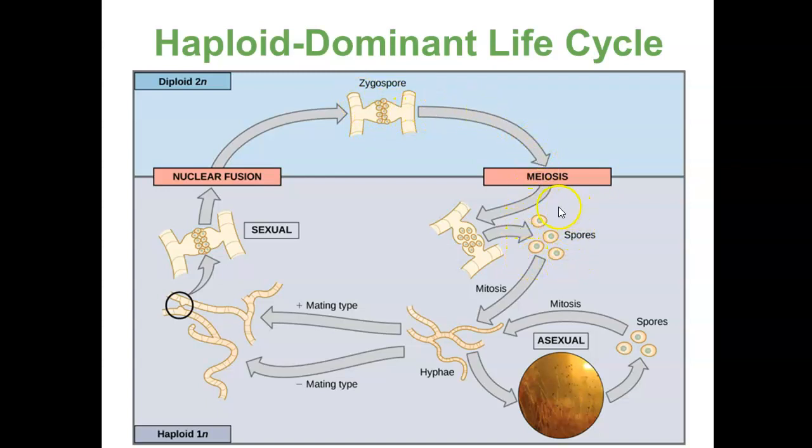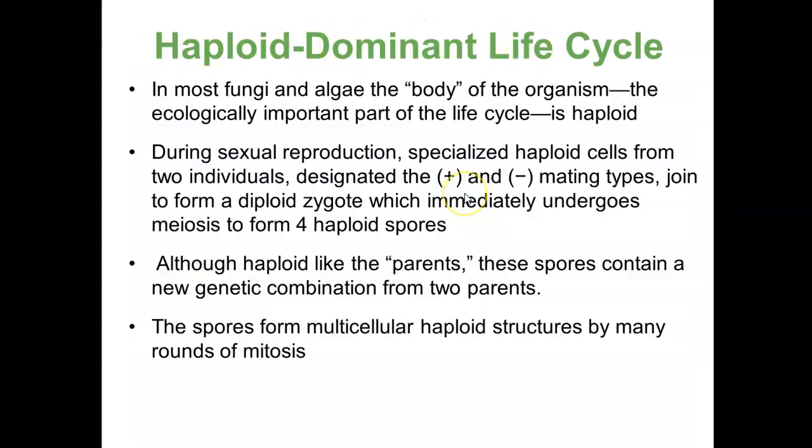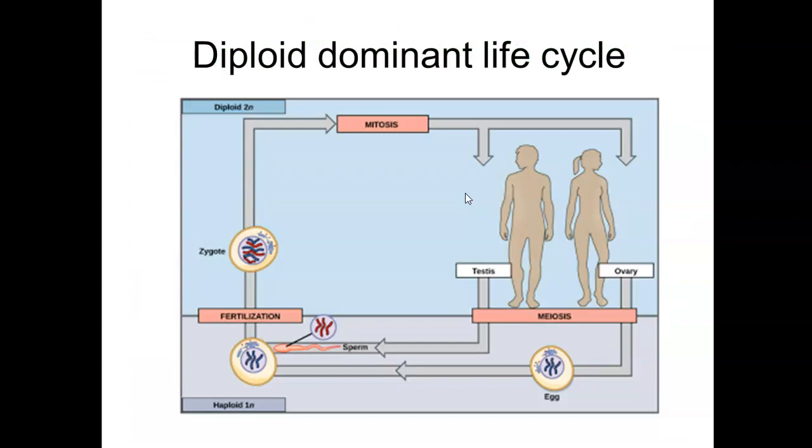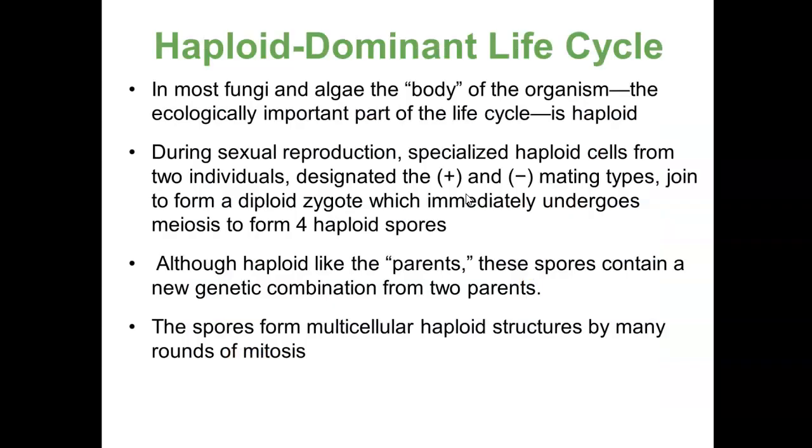And so we've drawn 4 spores here to be the products of meiosis of just one of these diploid cells. There's a whole pile right here, and each of these can make 4 spores in this sort of image right here. And that's the haploid dominant life cycle. So it's really the exact inverse of the diploid dominant life cycle. And again, that's typical of fungi.